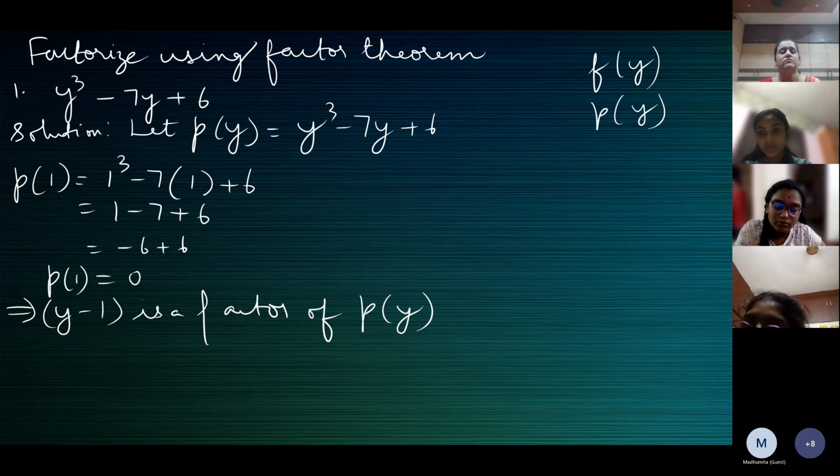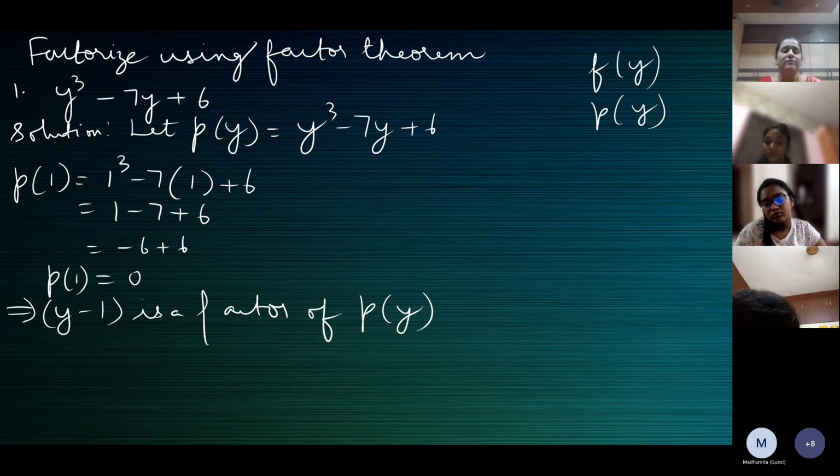First, give a name to the polynomial. So we have called it P of y, because y is the variable. Then we take y as 1 and we find the value of P of 1. P of 1 is 0. That means y minus 1 is a factor of P of y. Now to factorize a cubic polynomial, it is enough if you find one factor.